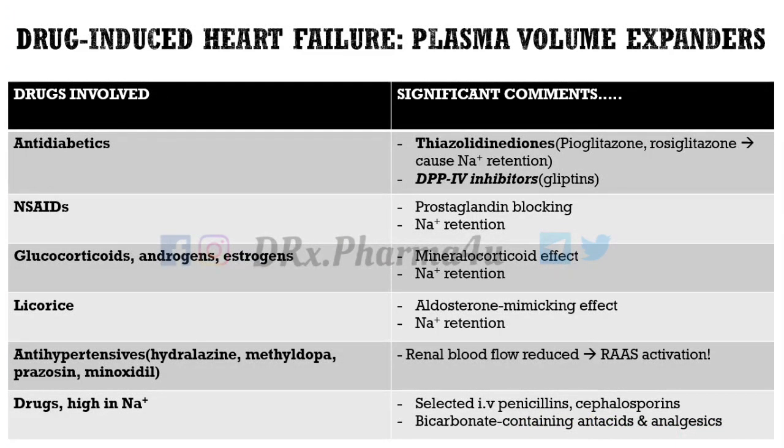Some antihypertensives can also lead to heart failure, which is very surprising. For example, hydralazine, methyldopa, prazosin, and minoxidil. Minoxidil, anyway, is not commonly used as an antihypertensive now. It is usually used in shampoos for hair growth. The reason behind it is that they reduce the renal blood flow, which can activate the RAS, the renin, angiotensin, and aldosterone system. So you know what happens after that. The last product is going to be aldosterone, which is a matter of concern.